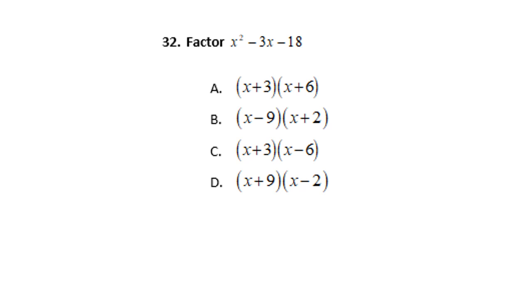Number 32. Factor x squared minus 3x minus 18. A is x plus 3 times x plus 6. B is x minus 9 times x plus 2. C is x plus 3 times x minus 6. D is x plus 9 times x minus 2.